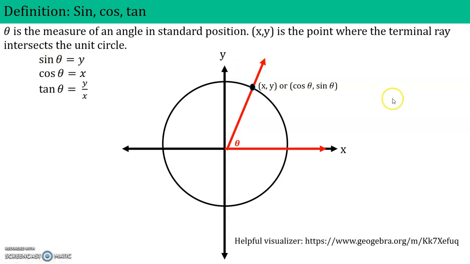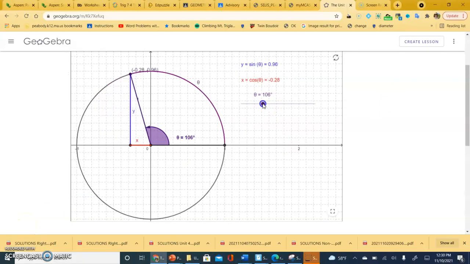I think this is a really great visualizer. Let me pull it up just to make sure everyone understands these definitions. The visualizer lets me pick my theta. So like right now, theta is 124 degrees. We can see that this point right here has coordinates negative 0.56 and 0.83. And then we can see that that's what sine is.